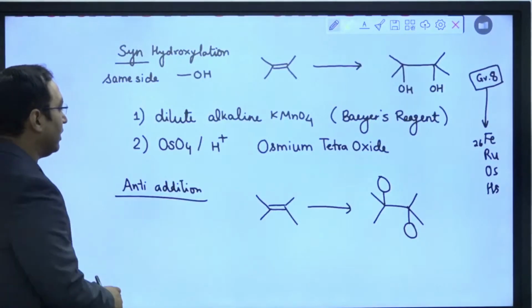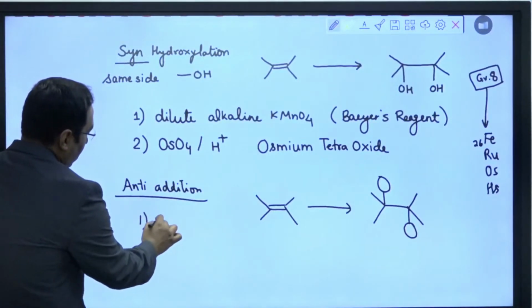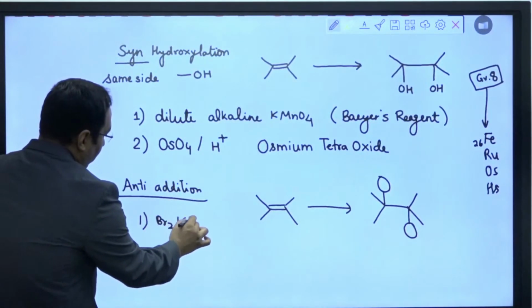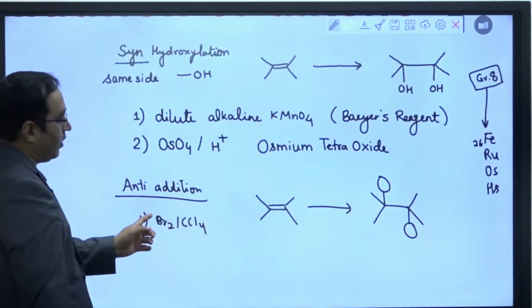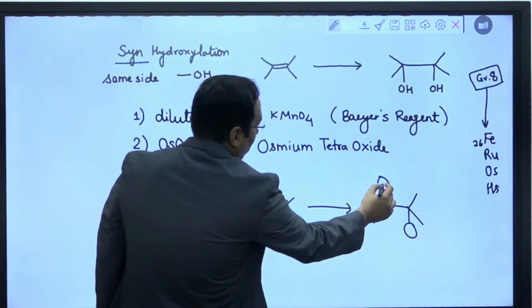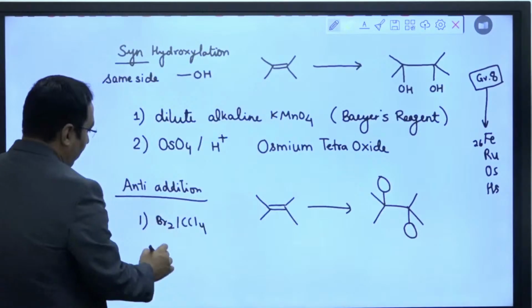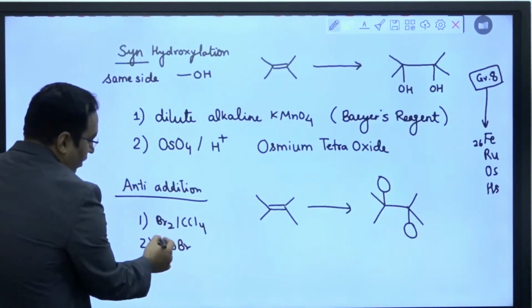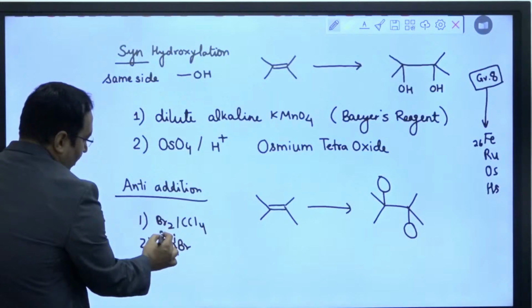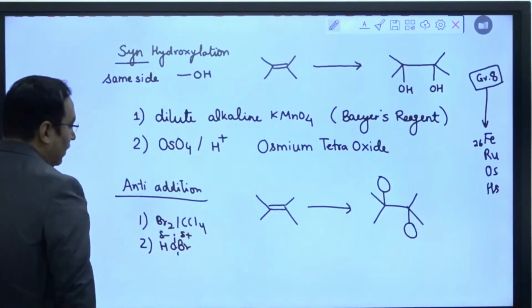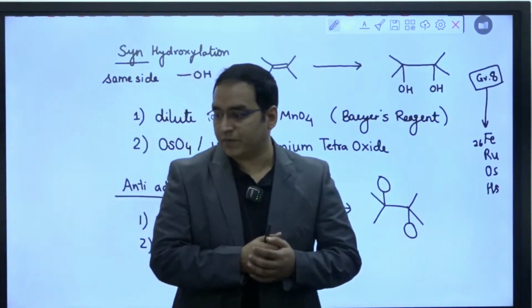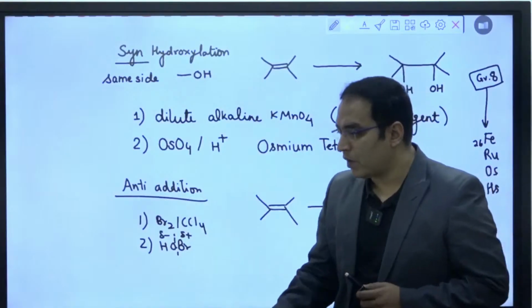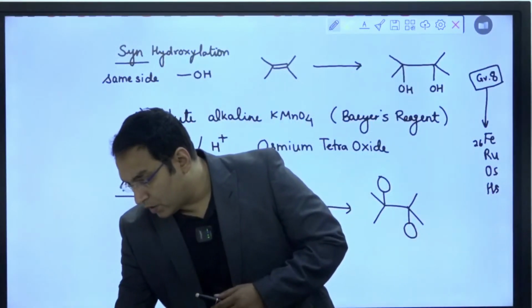Now, make a list of anti-addition reagents. Number 1, Br2 in CCl4. It gives bromine, so one bromine comes on top, one bromine on the other side. HOBr. You know the breakup. HOBr is HO minus, Br plus. But they will be opposite. They can't be on the same side. Is it clear? Raunak, is it clear? Advik? Spreha?